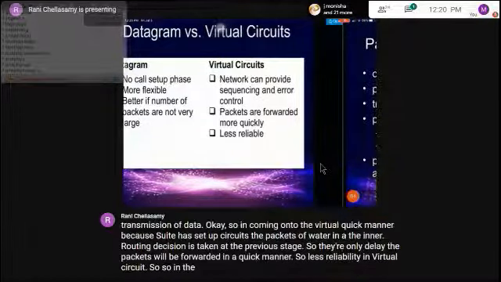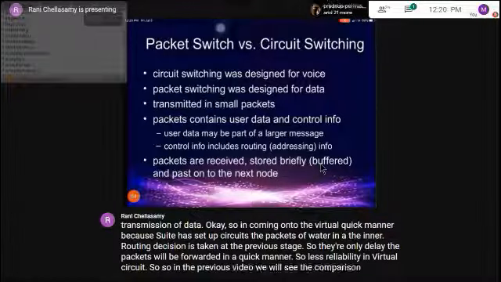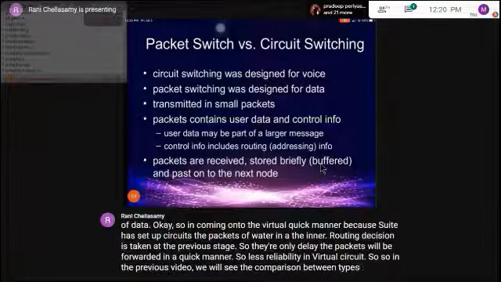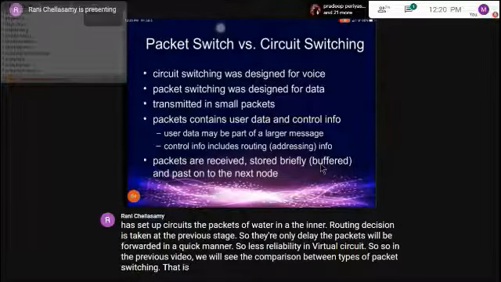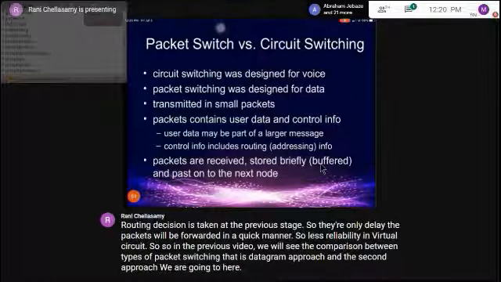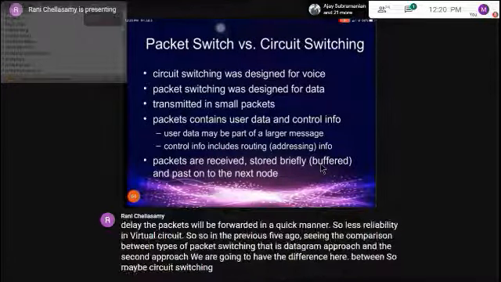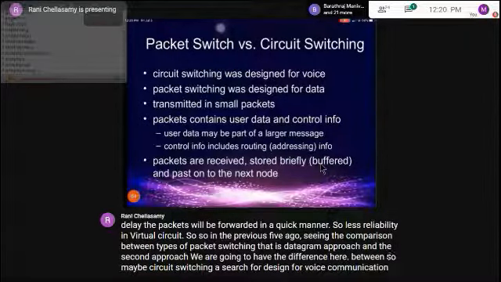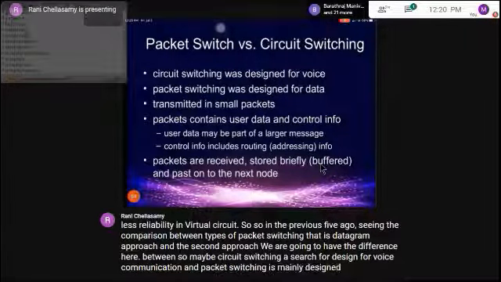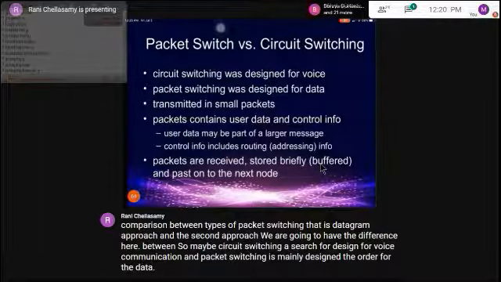In the previous slide, we have seen the comparison between two types of packet switching, that is the datagram approach and the virtual circuit approach. Here we are going to look at the difference between packet switching and circuit switching. Circuit switching is mainly designed for voice communication, and packet switching is mainly designed for data transmission.